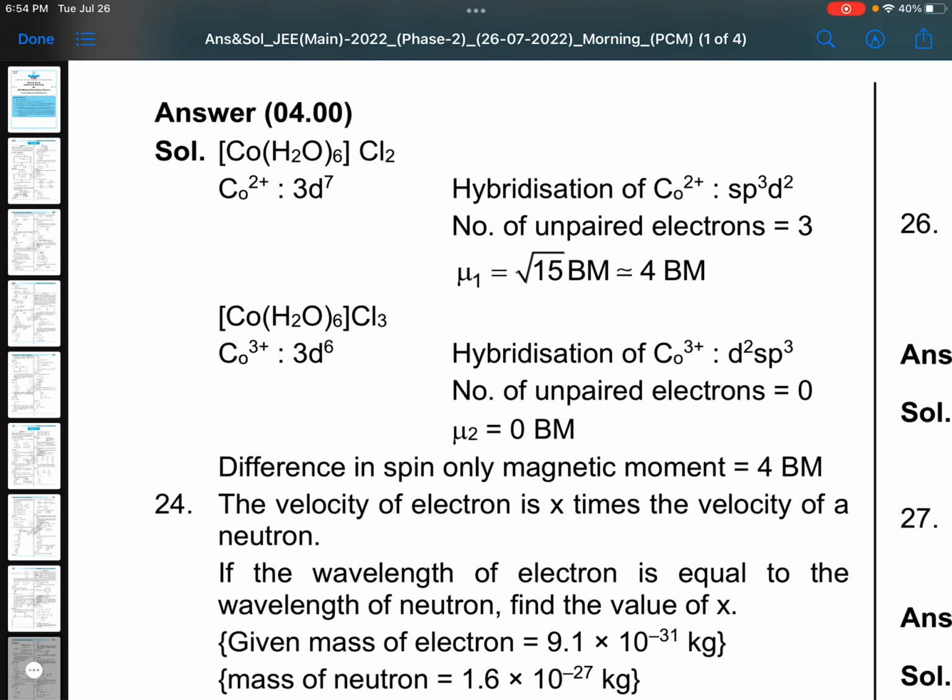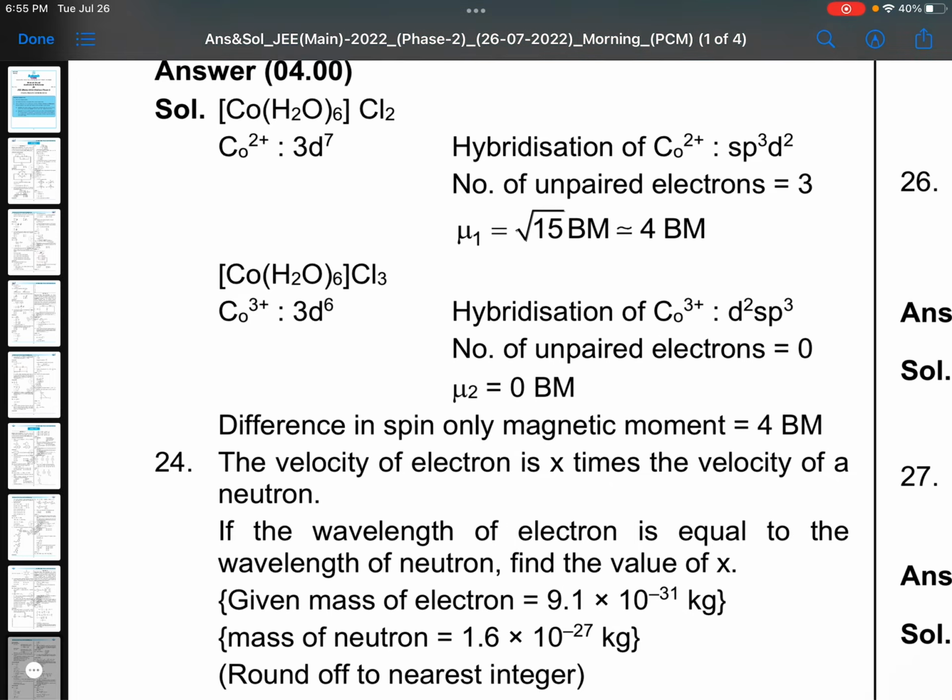[Co(H2O)6]Cl3, if you see, the cobalt oxidation state is plus 3. So 3d6. But interestingly here, it shows d2sp3 hybridization and it is diamagnetic. There is no value. 4 minus 0 is 4. This is a little interesting because it is having one good exception case. [Co(H2O)6]Cl3 is d2sp3.